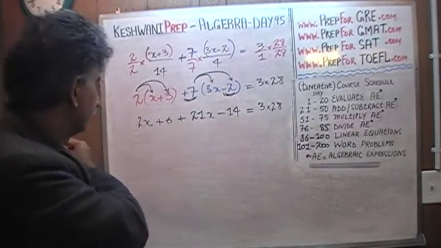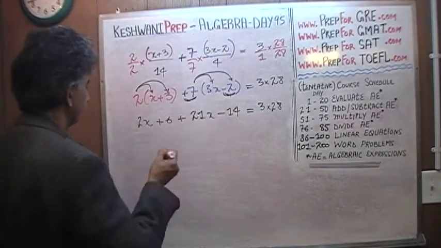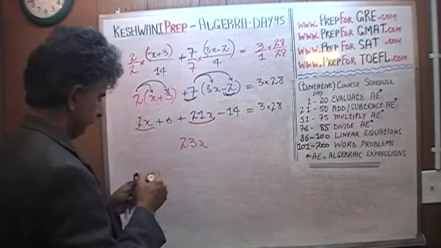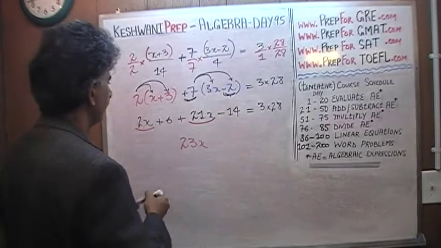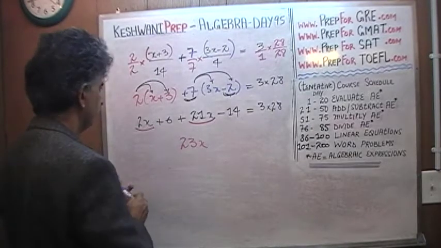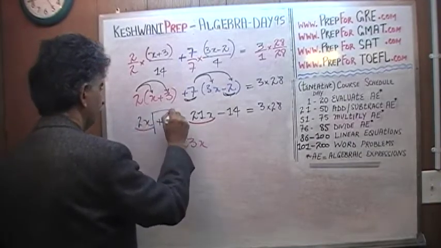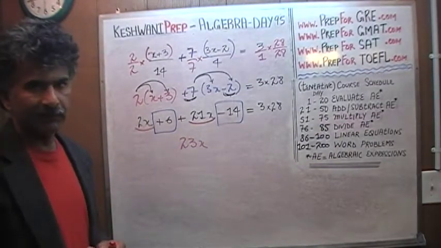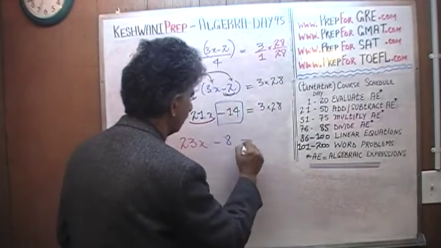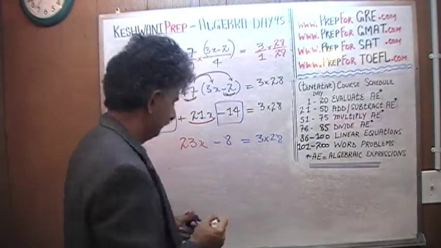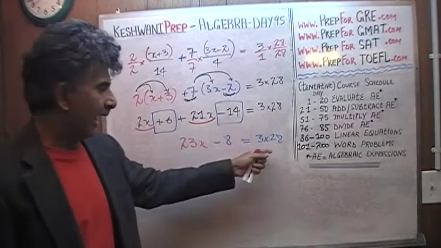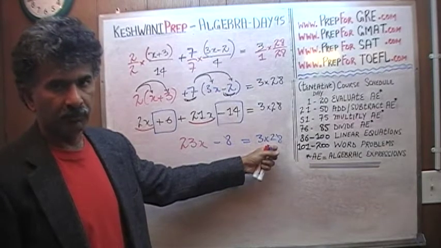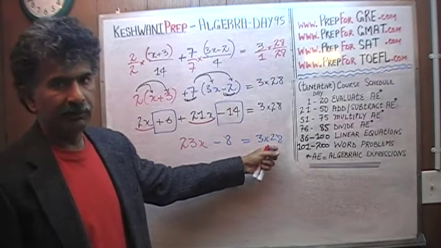Now we need to combine the like terms. We have a 2x here, we have a 21x here, that gives us 23x. And here we have a positive 6 and a negative 14. A positive 6 and a negative 14 is going to give us negative 8, equals 3 times 28. Now, in order to get rid of this 8, we're going to have to add 8 to both sides of the equation, which means we need to figure out what 28 times 3 is in order for us to be able to add 8 to it.